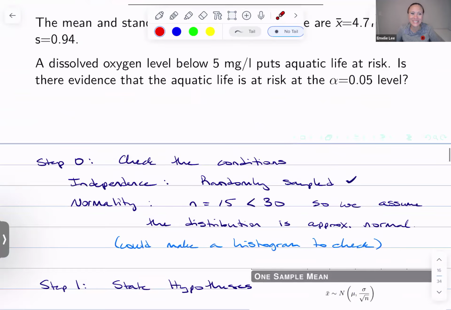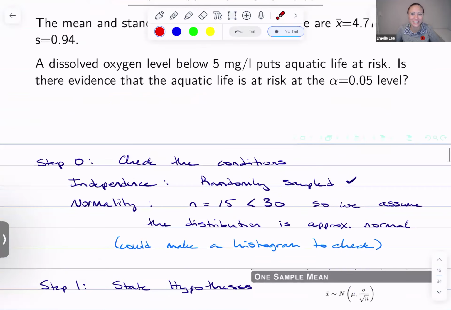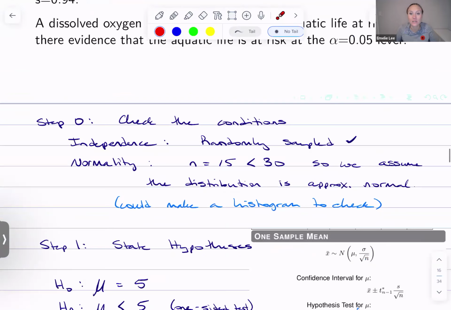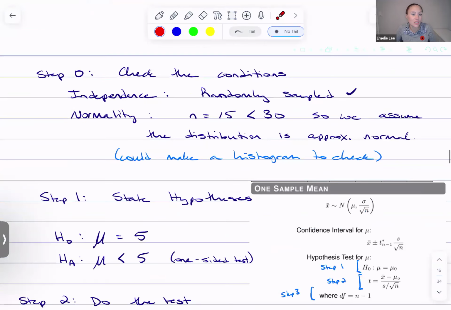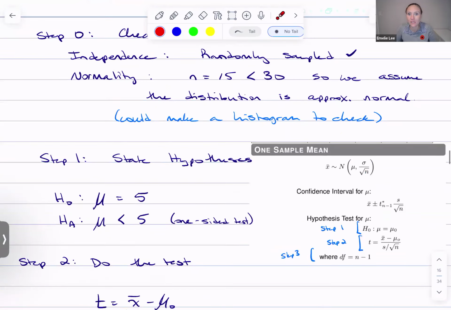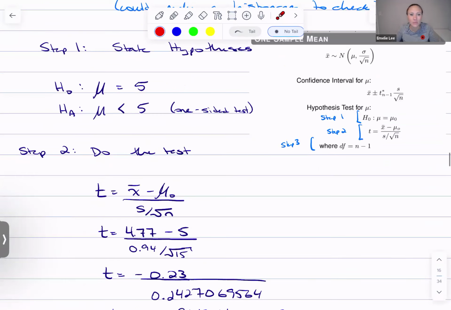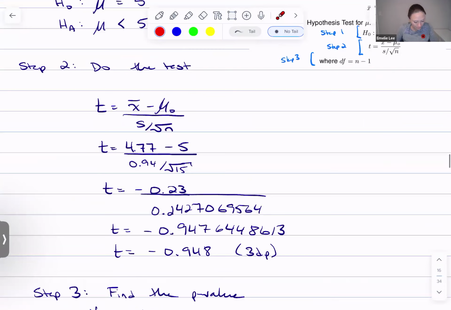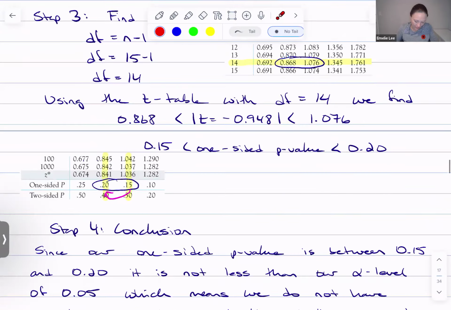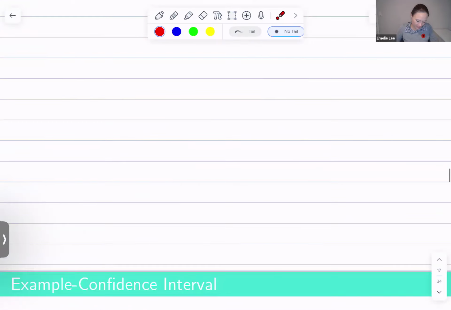So, same procedure, right? Just slightly different calculations, slightly, right? We're calculating a t, which requires the t table and the degrees of freedom, but besides that, I mean, basically the same.